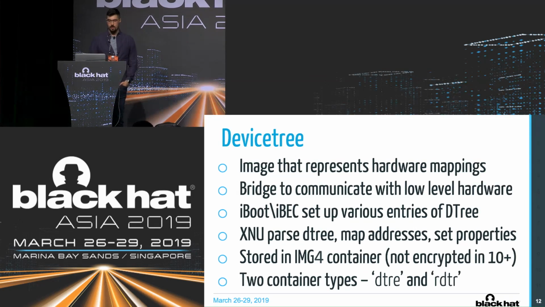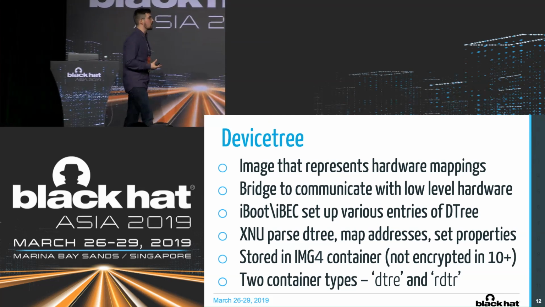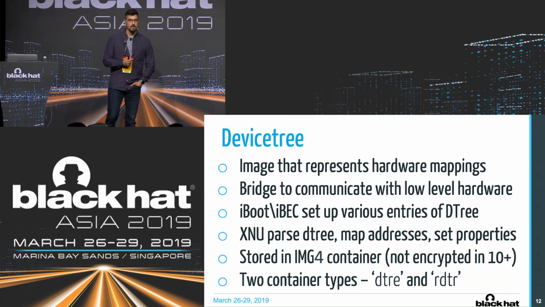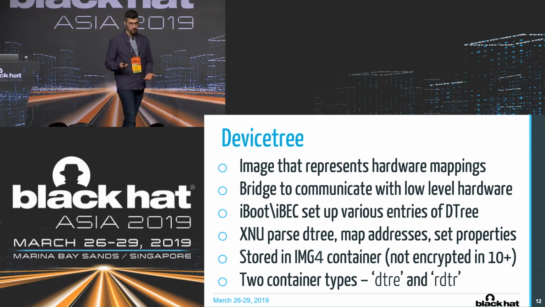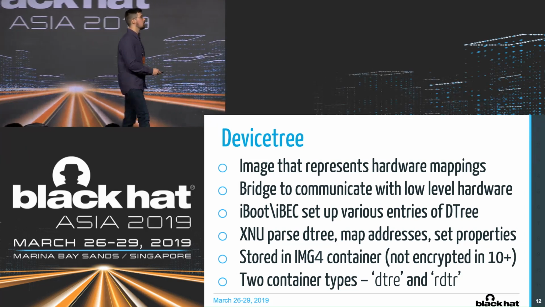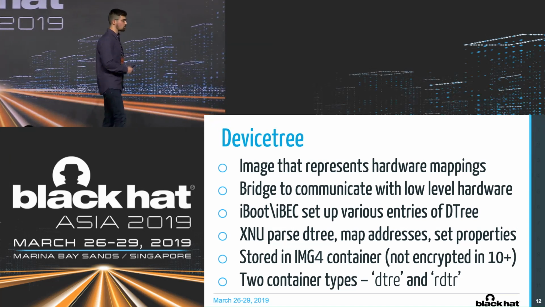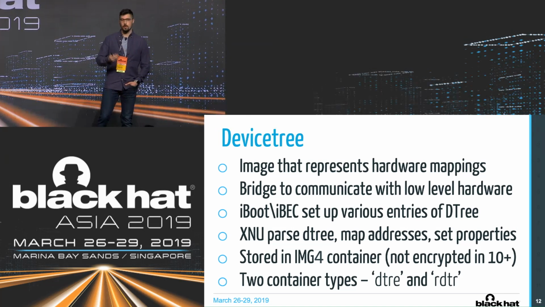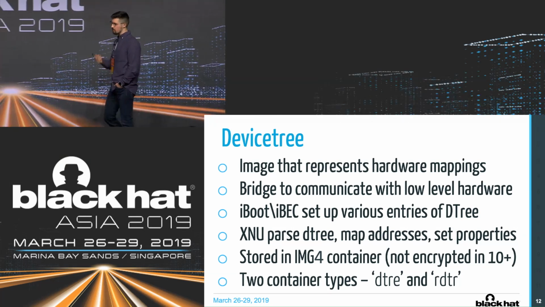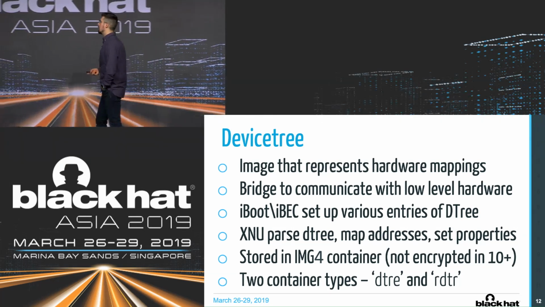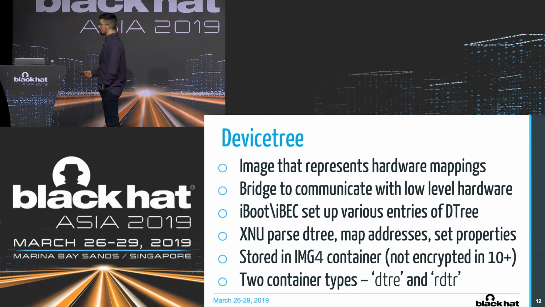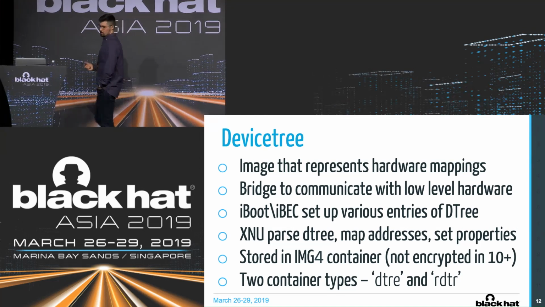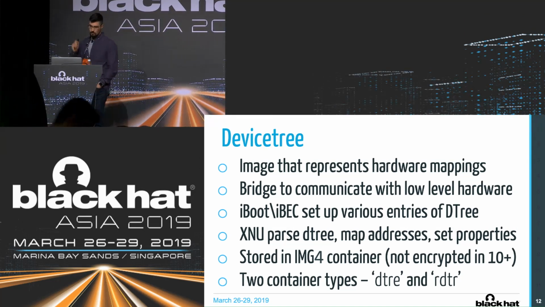Device tree, that's an image which basically represents the hardware mappings. That's a way for the kernel to communicate with low-level hardware. So during a boot, iBoot or iBEC set up various entries of the device tree. And later on, the kernel will read these entries, map the addresses if needed, and set up the properties. Since iOS 10, it's not encrypted anymore. It's still signed, it's still wrapped in an IMG4 container. And there are a few container types for remote and local boot.